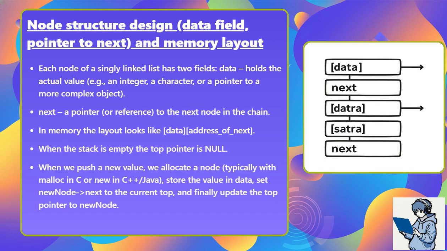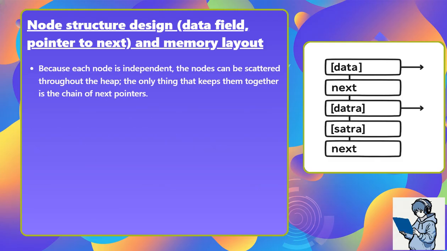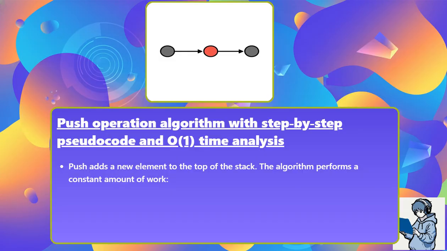When we push a new value, we allocate a node, typically with malloc in C or new in C++ or Java. We store the value in data, set new node.next to the current top, and finally update the top pointer to the new node. Because each node is independent, the nodes can be scattered throughout the heap. The only thing that keeps them together is the chain of next pointers. Push adds a new element to the top of the stack. The algorithm performs a constant amount of work.